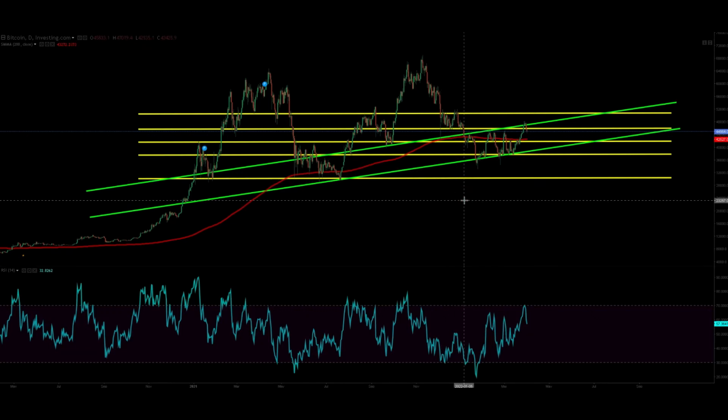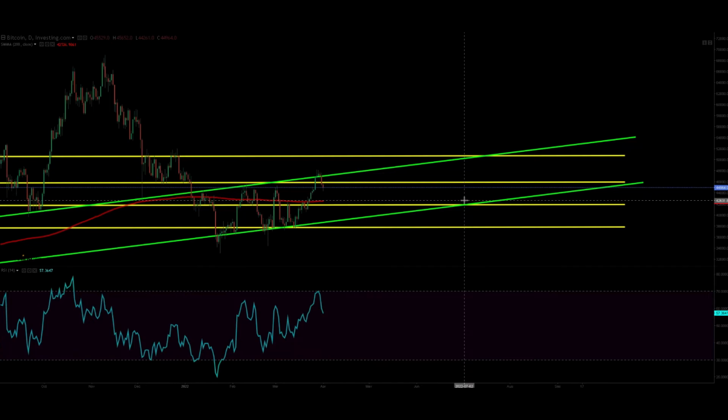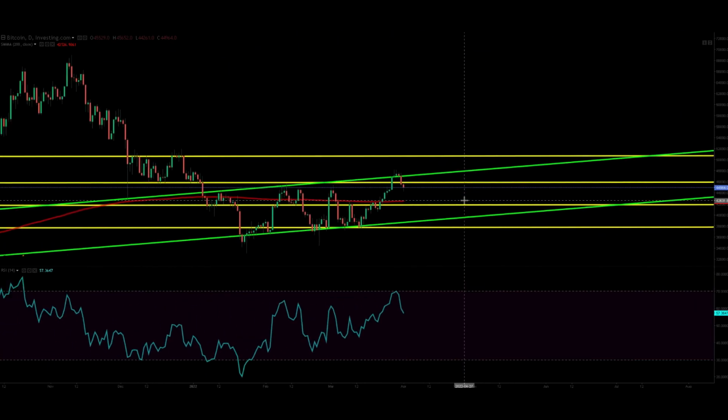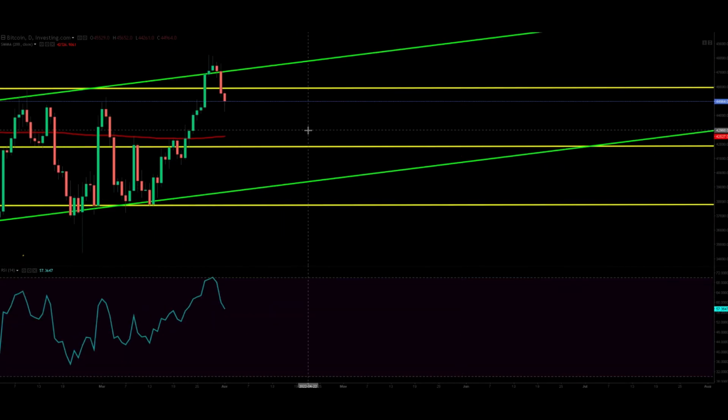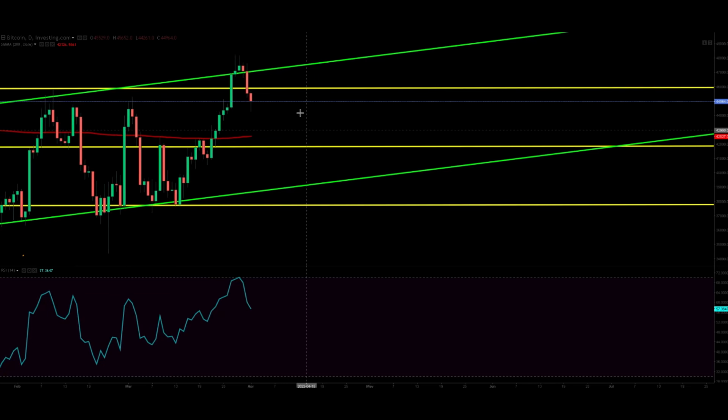Once I've done this on the daily time frame, then I will just zoom in a bit to understand what is happening. So a lot of interesting things happening over here. You can see it got rejected from this level, which is the long-term trend line, and now we are heading downwards. The RSI is going down also.